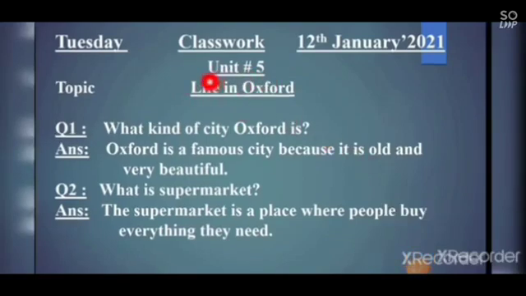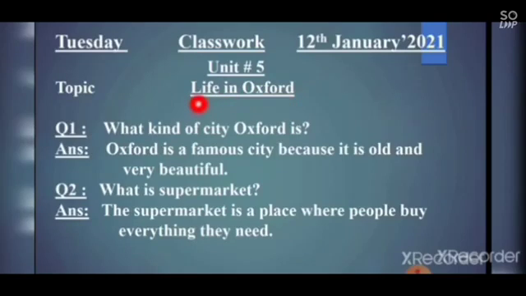With color pencil you have to underline it. Okay, now come to our next line. So here write topic, and what is the topic? In the center, write topic: Life in Oxford. What is the topic? Life in Oxford.